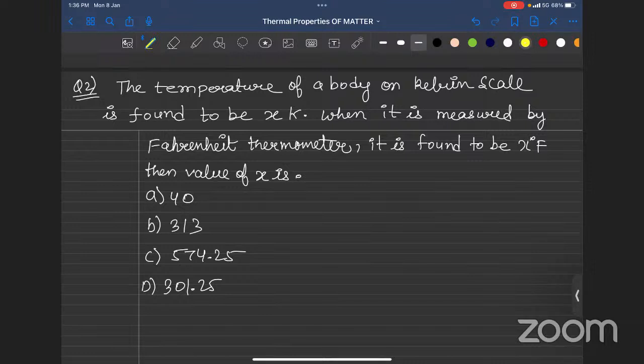So please solve this now. I'll be giving you the solution here. You have 2 minutes to solve this problem 2. So time has started.